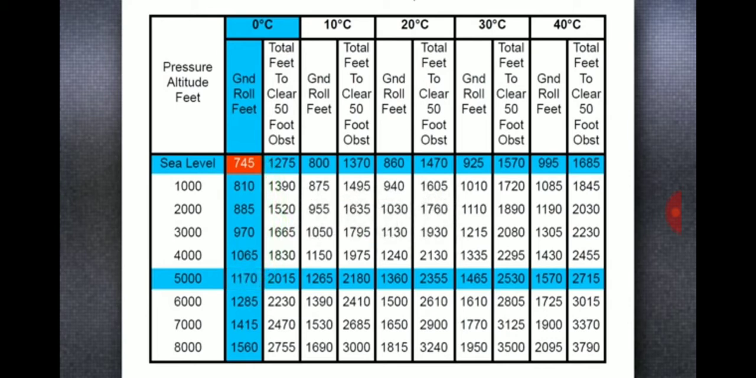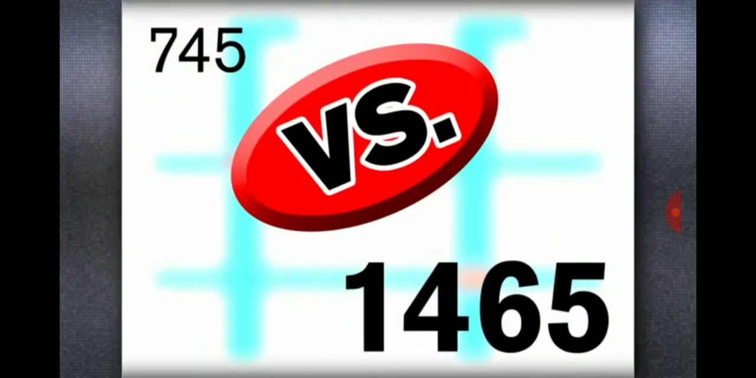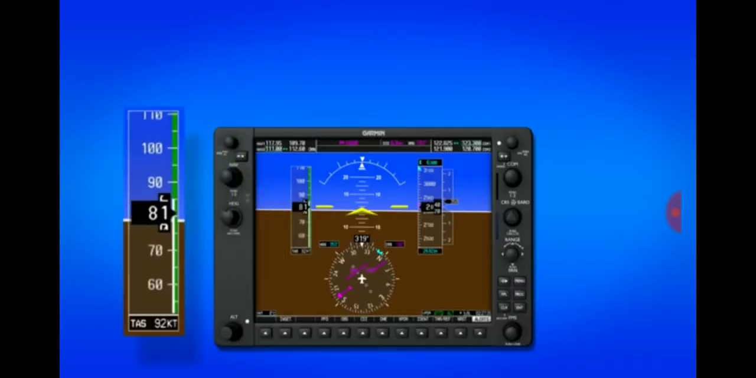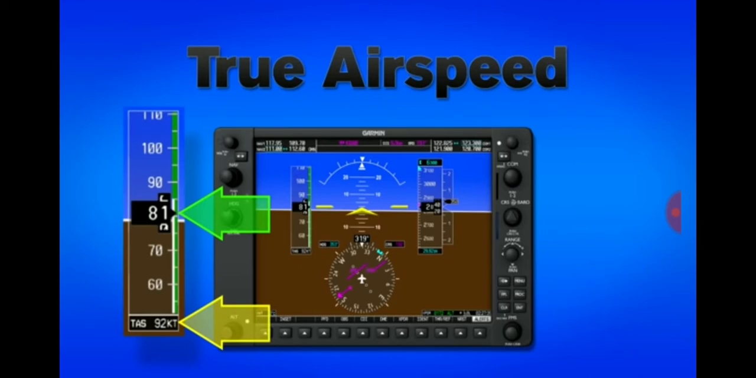Now, imagine a hot summer day with a pressure altitude of 5,000 feet and a temperature of 30 degrees Celsius. The takeoff distance in that situation would be increased to 1,465 feet. That's nearly double the distance compared to what it would have been at sea level and 0 degrees. The aircraft's airspeed indicator reads off what we call indicated airspeed. This airspeed only takes the pressure of the air into account instead of all of the density factors. Because of that, our true airspeed may be different from the indicated, depending on the temperature and humidity.